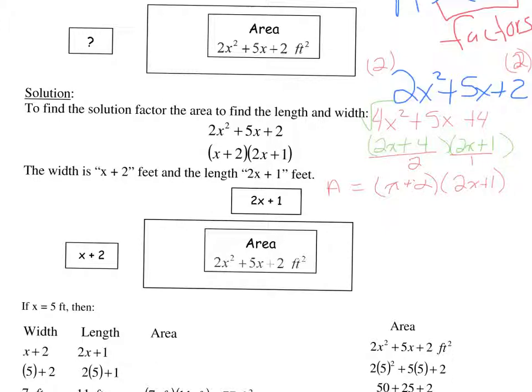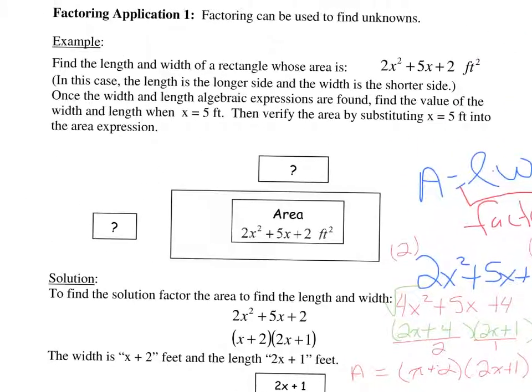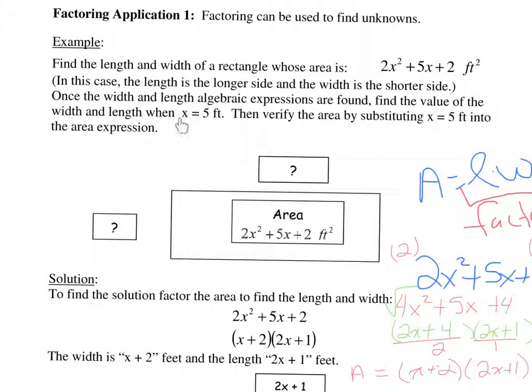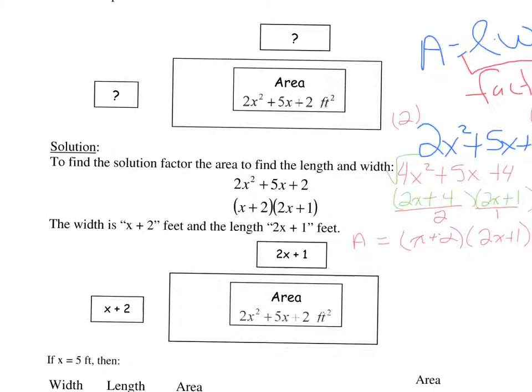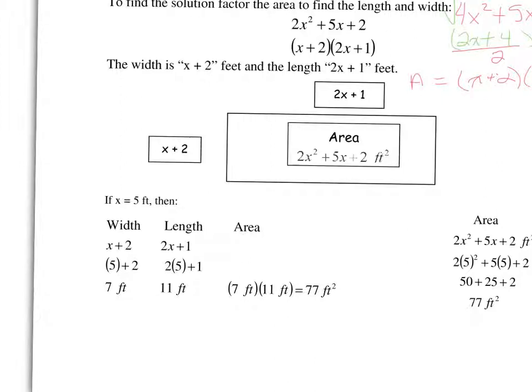Now, the rest of the question says to find an actual length and width when x equals 5. So we're going to take our expressions here for length and width, and we're going to substitute 5 for x. So if the width is x plus 2, and we substitute 5 for x, we get a width of 7 feet. If the length is 2x plus 1 from here, and we substitute 5 for x, we have 2 times 5 plus 1, which is 11 feet.